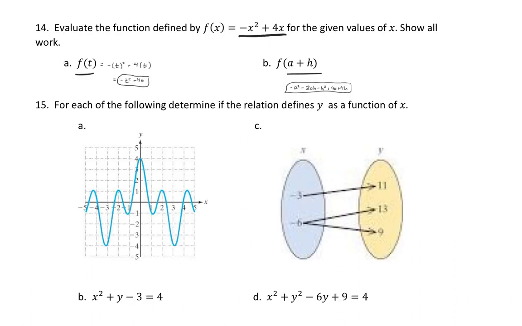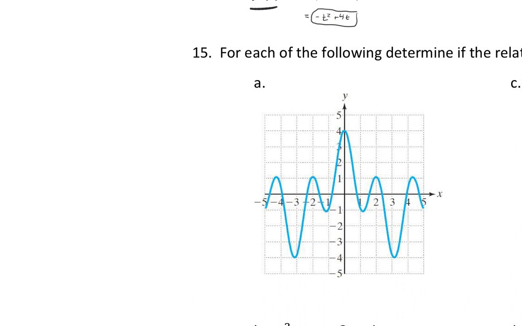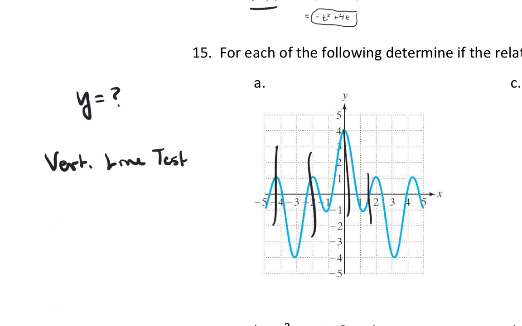For each of these, we want to know if the function relates or defines y as a function of x. So that is going to be, can we set this up as a y equals, or does it pass the vertical line test? Here, for A, we can see that we can construct a bunch of lines. There's no point where we have one input and more than one output. So A is a function.